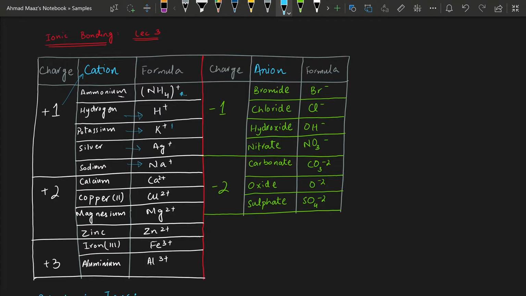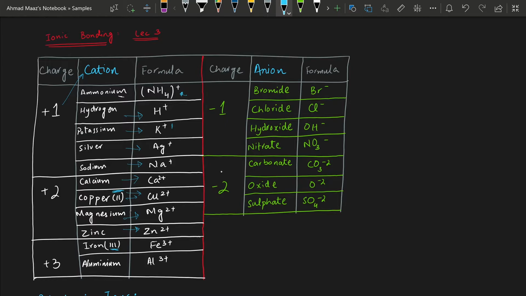And then we have calcium ion. Calcium is in group 2. It forms calcium 2 positive. Copper 2 means that copper is a transition element, and it has a valency of 2 positive in this case. And magnesium, being in group 2, forms Mg2 positive ion. Zinc forms Zn2 positive.